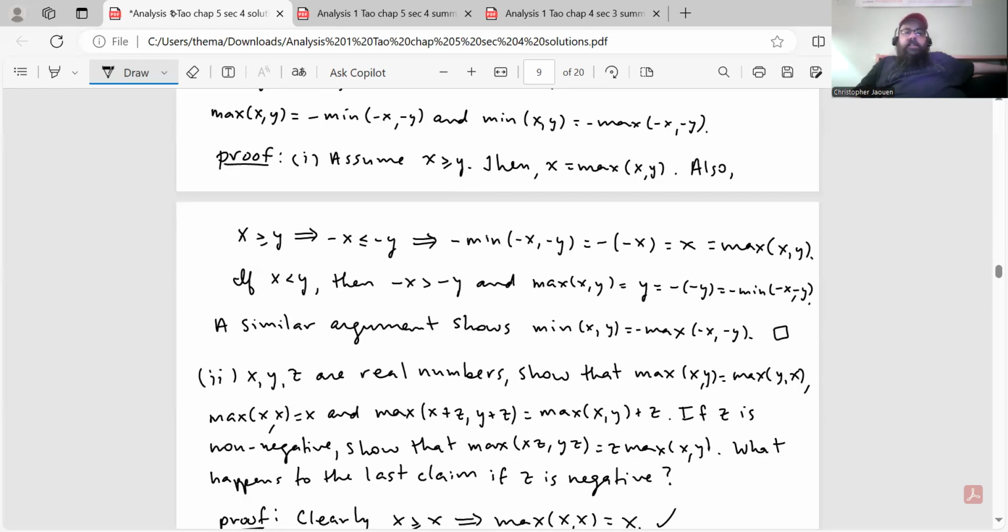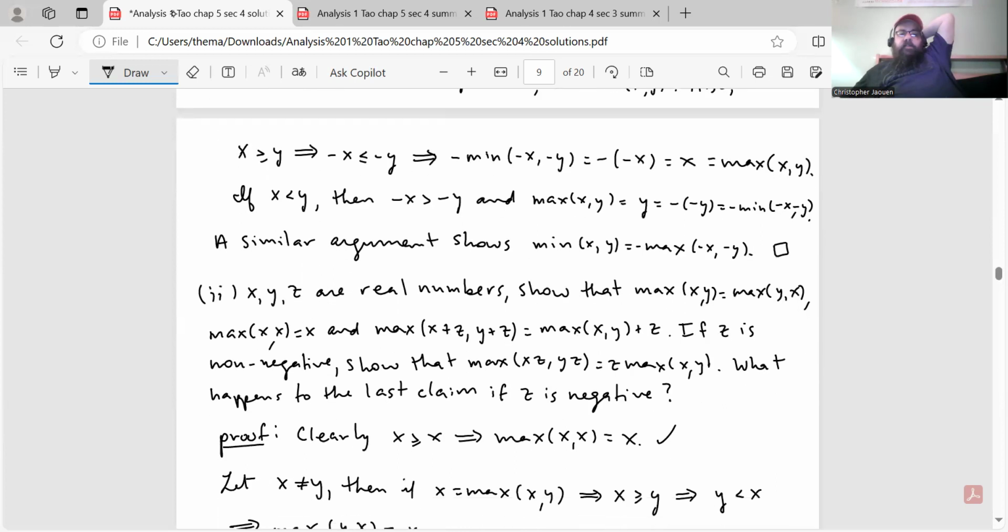Right? If x is less than y, then negative x is greater than negative y, and max(x, y) is equal to y, which, if you notice, is equal to negative negative y, which is equal to the negative of the minimum of negative x and negative y. And a similar argument shows the other identity as well, but I didn't prove it here because it's done in a similar way. Okay, so that proves the first part.